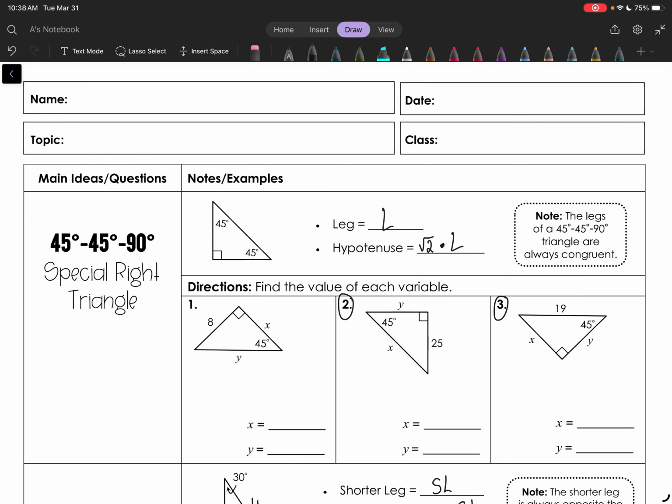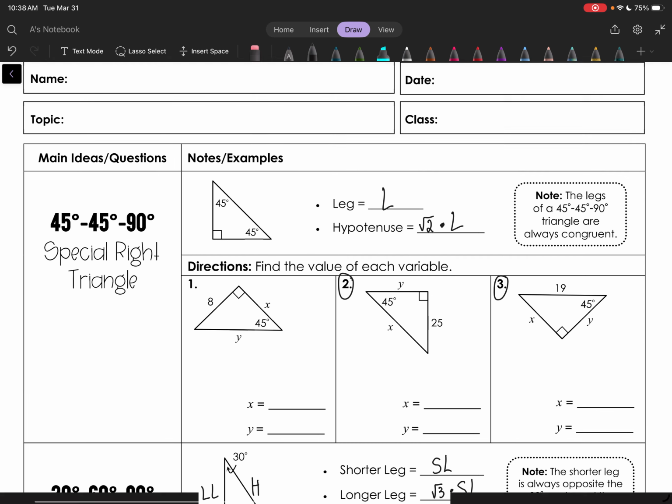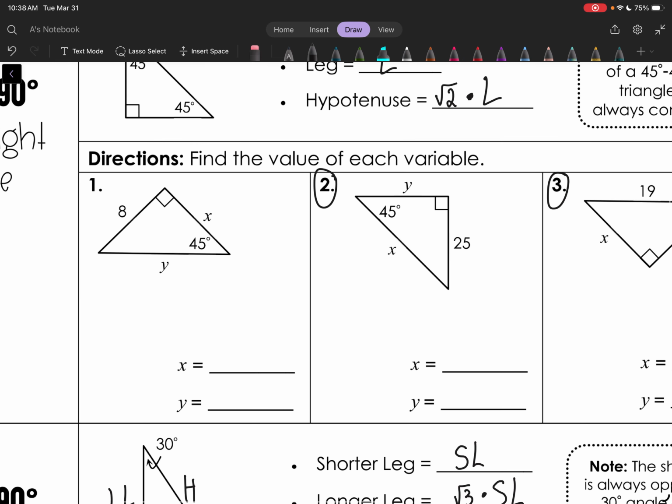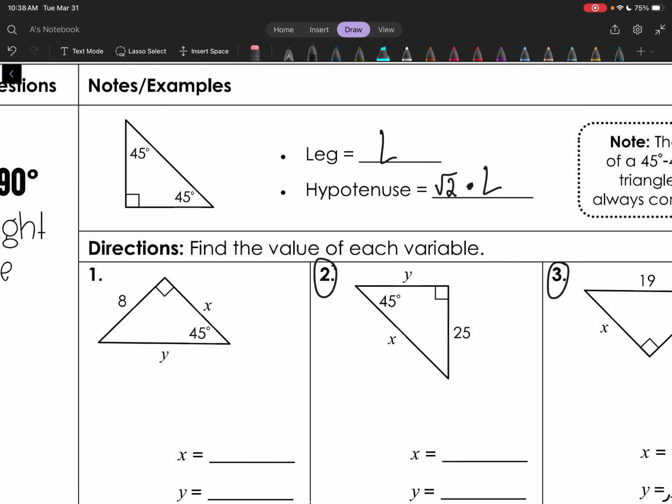Good day. Today we're looking at special right triangles. We have two types of special right triangles. The first one is the 45, 45, 90 special right triangle. In a 45, 45, 90, your legs, I'm going to denote with L, and your hypotenuse can be found by taking the square root of 2 and multiplying that by L.